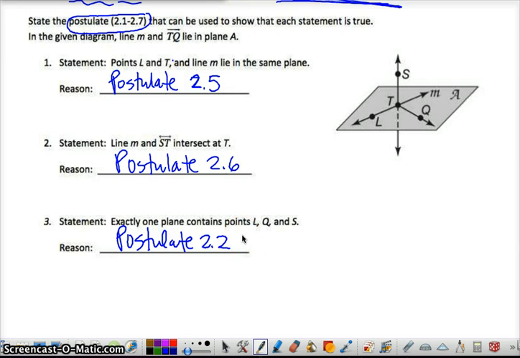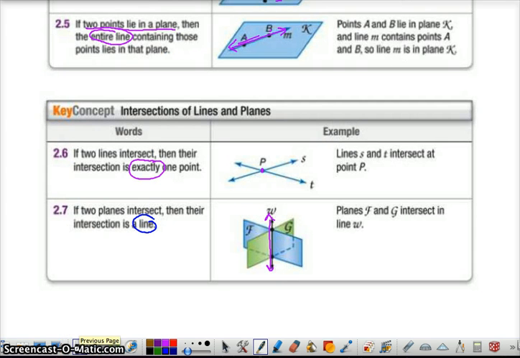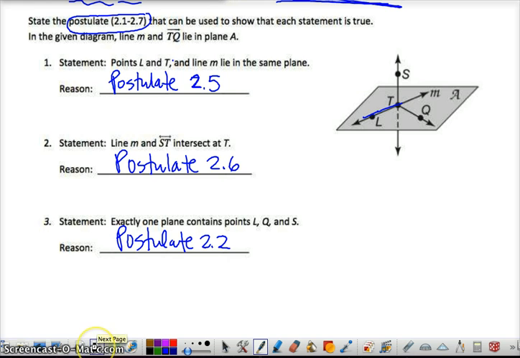If you didn't, and you think the one that you used is correct, then just ask your teacher. Have a quick conversation. See if what you wrote was correct, or just try to get yourself to understand what's happening there. So this one is talking about 2 points and line M lie in the same plane. So these 2 points make up line M. And if you read postulate 2.5, it says, if 2 points lie in a plane, then the entire line containing those points lies in that plane. So these 2 points lie in a plane, then that entire line is going to be in the same plane. So that's from postulate 2.5.